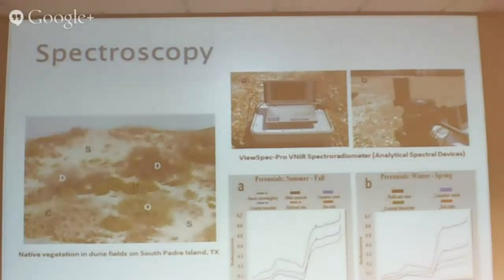Now, along with this goes the field of spectroscopy. Here's an area down on South Padre Island. Different plant species reflect different wavelengths in different manners. With a spectroradiometer like this one right here, you can take a given plant, say this one right here, and measure what its spectral reflectance looks like. This machine we've got goes from 350 to about 1100 nanometers. Nanometers, a billionth of a meter.